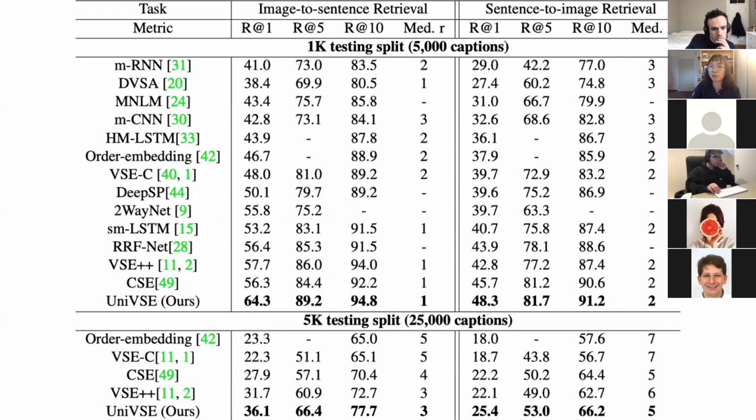So this framework, namely the unified visual-semantic embeddings, is able to achieve state-of-the-art performance on the task of image to sentence retrieval and also sentence to image retrieval on the standard testbed COCO. Both metrics are just standard metrics for image caption tasks.